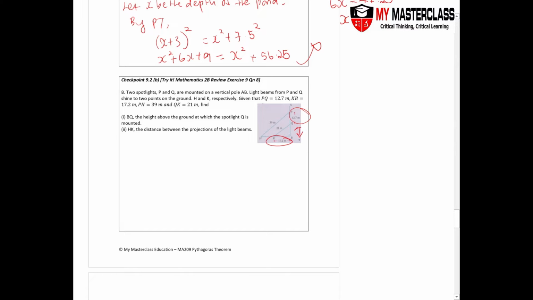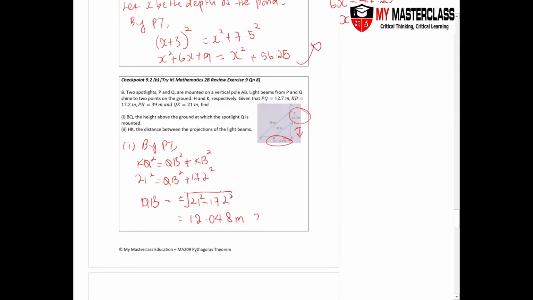So you see again, this is a right angle triangle, right? So you can identify it by Pythagoras theorem. KQ square equals QB square plus KB square. So you have 21 square equals QB square plus 17.2 square. So for QB, you just square it, 21 square minus 17.2 square equals, on average, 12.048 meter or negative. And again reject. So you have QB as your answer.